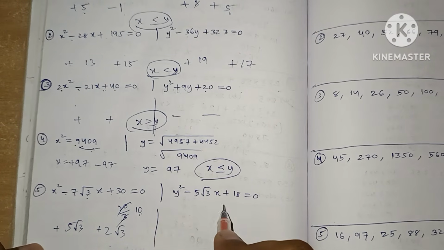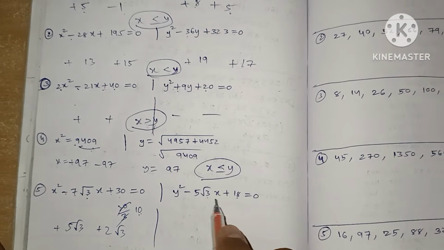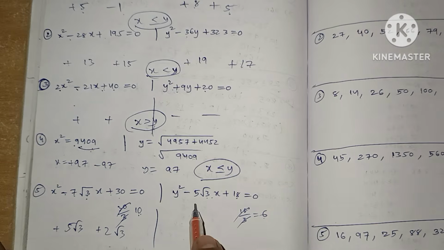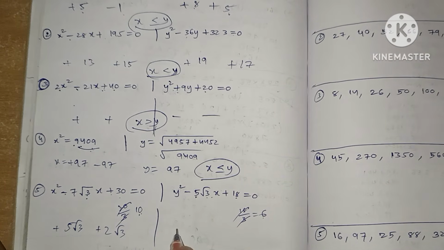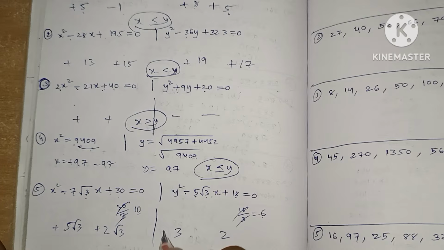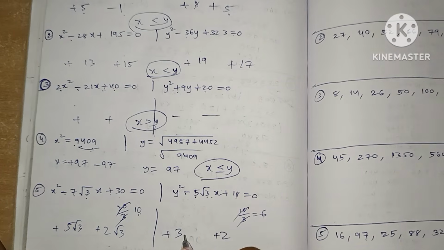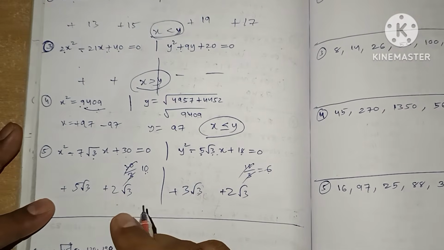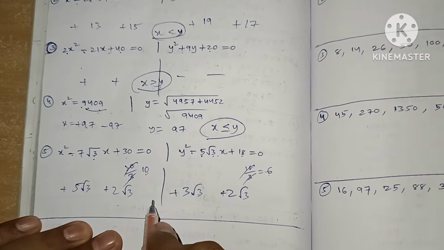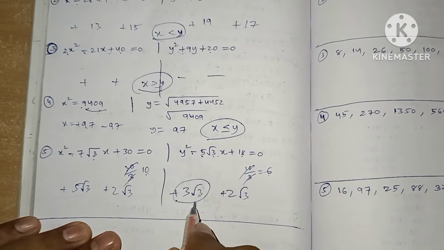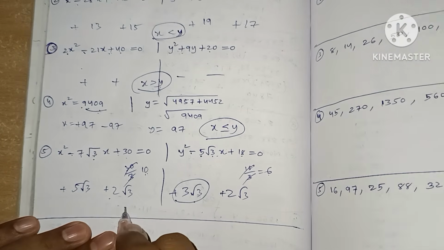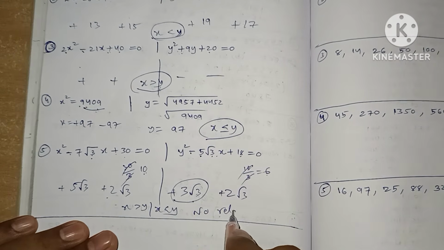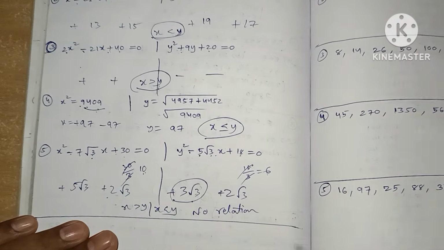Okay, next in this case root 3 here, so 18 divided by 3 which will be 6. So 6 means 3 2 times is 6. Minus and plus means the roots are positive. Root 3 is here and root 3 is also here. Now by comparing these two it is clear that the 3 root 3 comes in between these two numbers. So x is greater than y and x lesser than y comes here. So no relation can be established between these two equations.